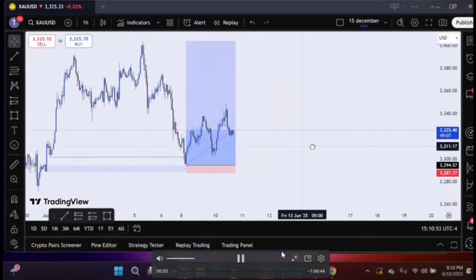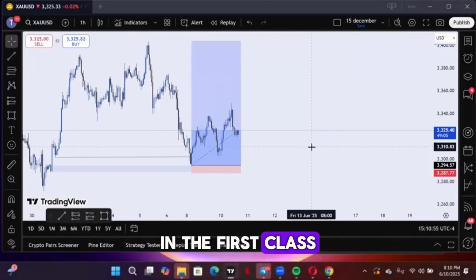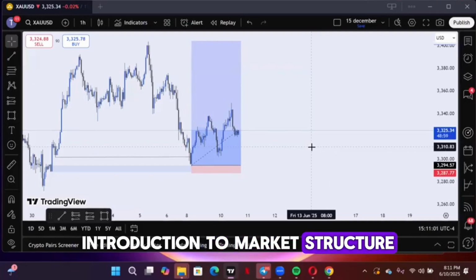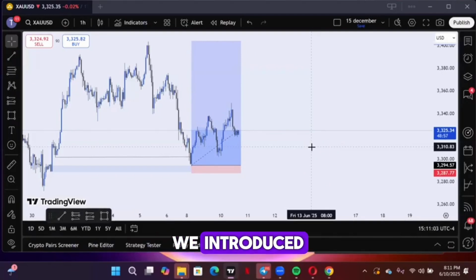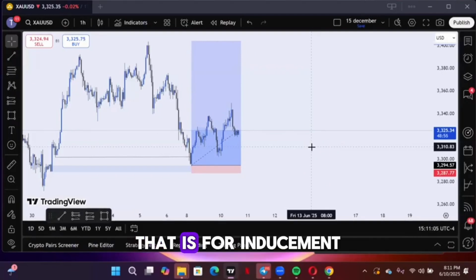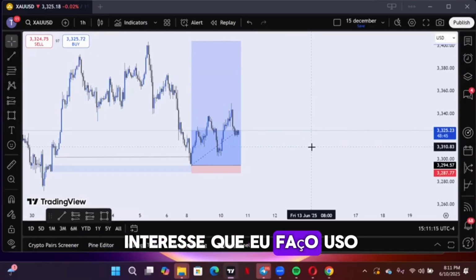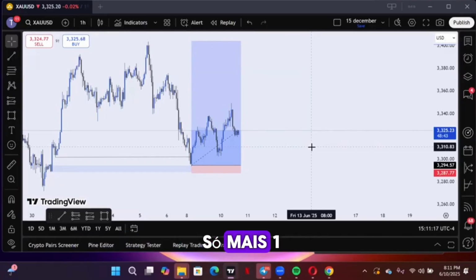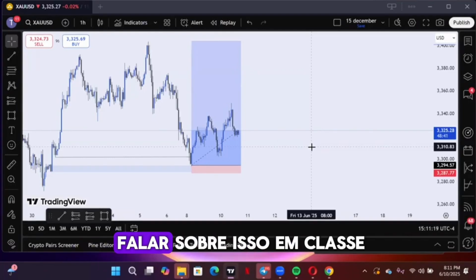So now, in the first class, we talked about an introduction to market structure. We introduced liquidity, that is for inducement. We introduced one point of interest, that is the order block. And like I said, there are other points of interest that I make use of, which is just one more, and I'm going to talk about it in this class.